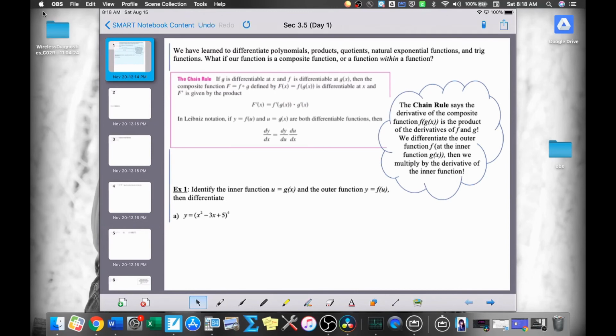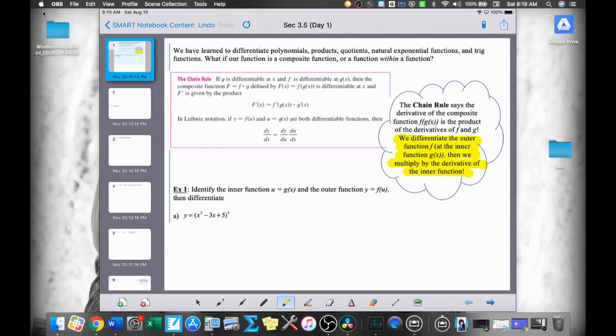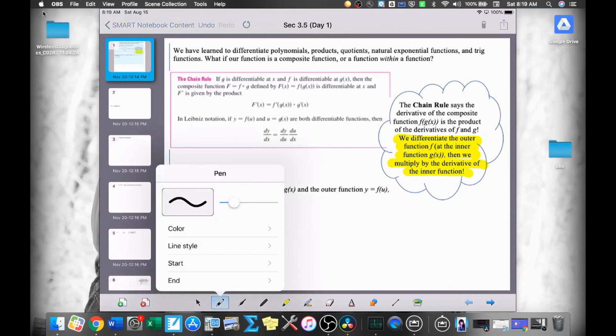Well, what that basically says in layman's terms is that we differentiate the outer function f at the inner function g of x, and then we multiply by the derivative of the inner function. And I think as we practice this, this will begin to make more sense for us. So let's take a look at example 1.